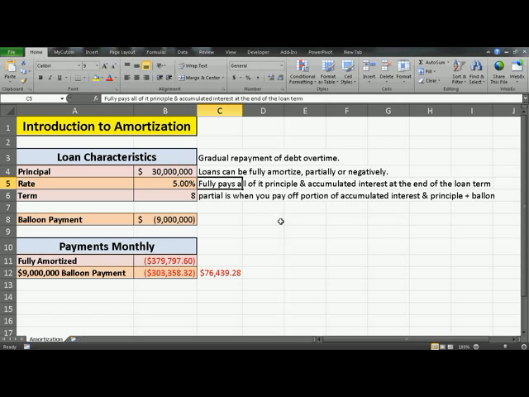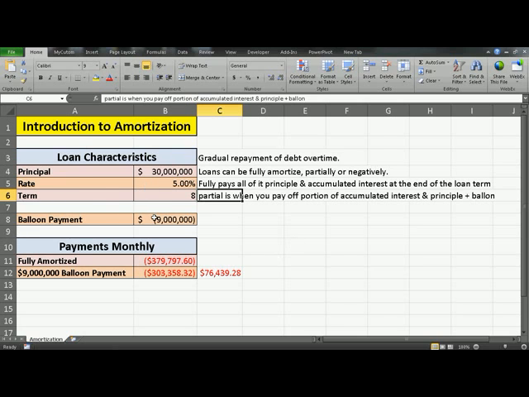A fully amortized loan pays all of its principal and accumulated interest by the end of the loan term, whereas a partially amortized loan is when you pay off a portion of accumulated interest and principal, plus a balloon payment at the end of the term.